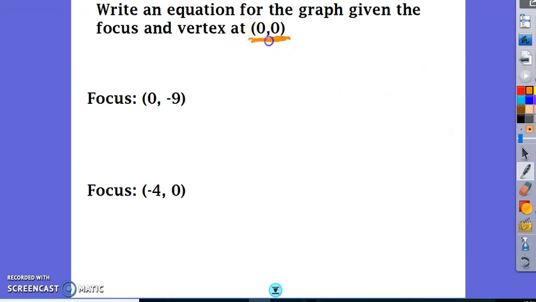So I have a vertex at 0, 0. The focus is at 0, -9. That means my focus is on my y-axis. I'm going to sketch a quick picture of this. If my focus is down here, that means my parabola is going to be opening down.